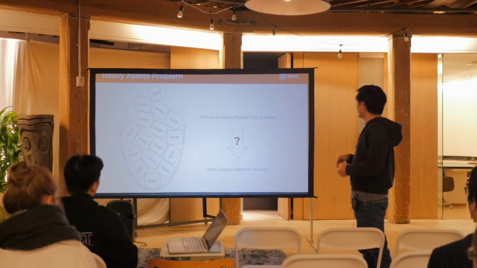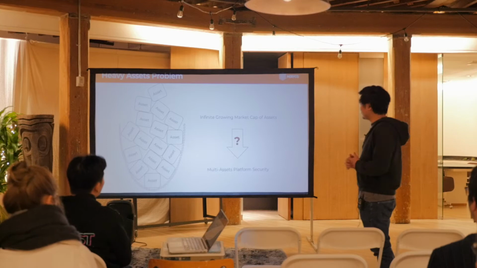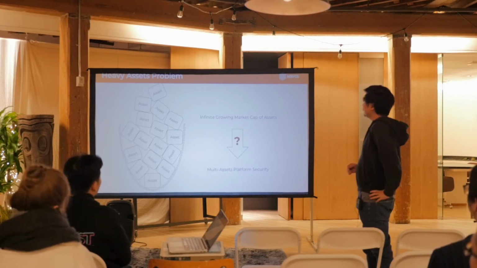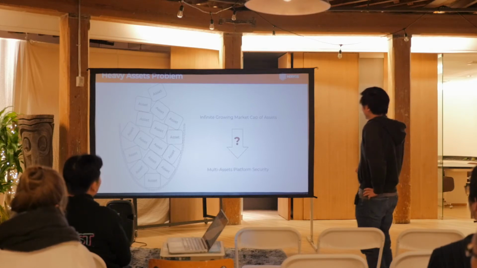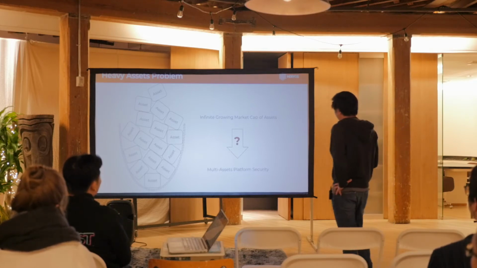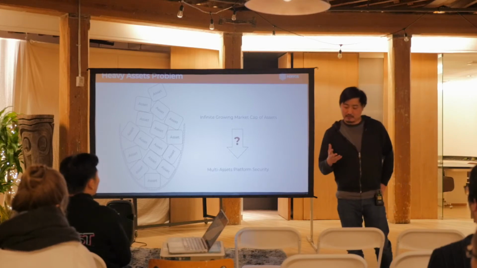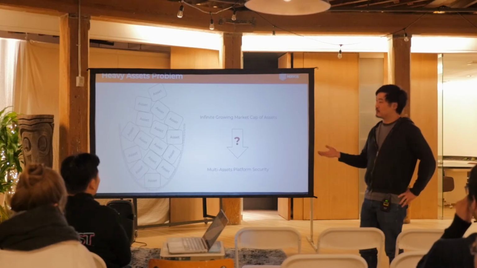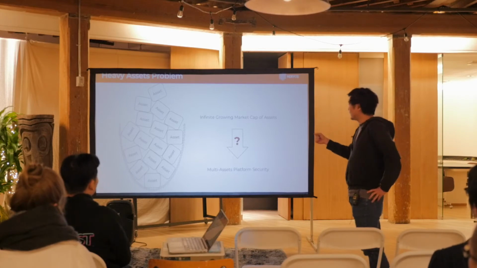Let's look at the next one. I'm just talking about some of the problems. This is also a security-related problem. We call this the heavy asset problem. The idea is for multi-asset smart contract platforms, you don't only have the platform token as the asset, but also user-defined tokens like ERC20s, or what we call asset tokens.